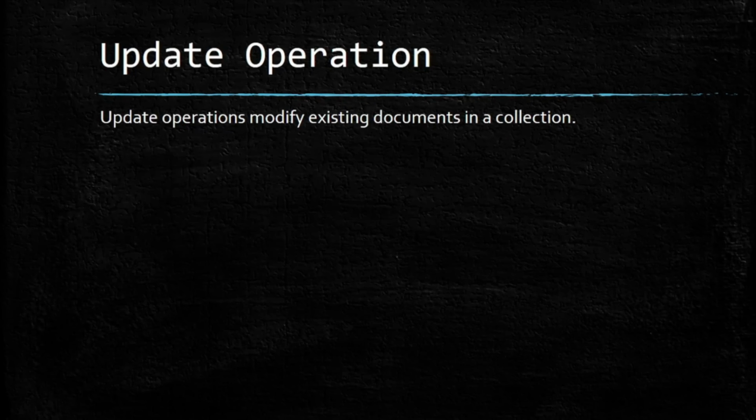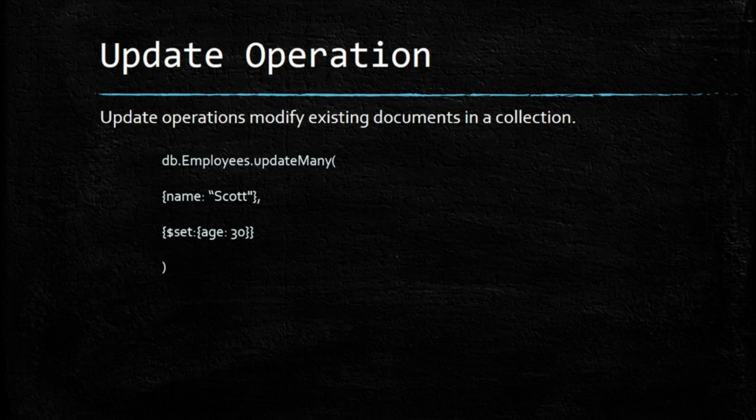Next, we will understand update operation. Update operation modifies existing documents in a collection. That means already data are there in our collection. If someone wants to change any records or change any data in our collection, that time we will perform the update operation. Now we will understand this example. How can you change the records in our collection?